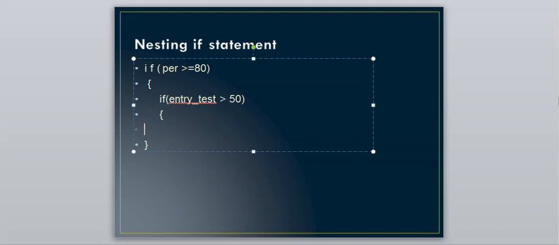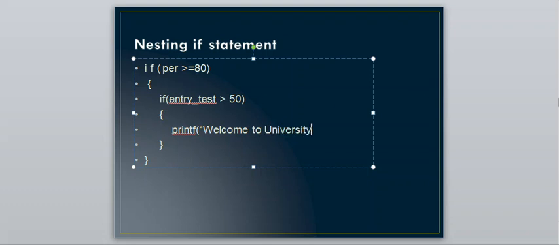Inside the parenthesis of the nested if, write printf, like welcome to the university and congratulations. You can write anything you want. This is a nested if, or you can call it a child if. And this is your parent. And you can use the else statement with this also. In this kind of situation you can use nested if. I think this is clear now.